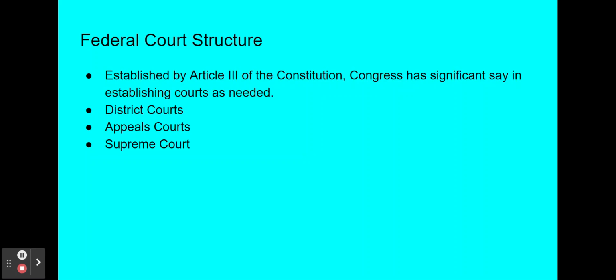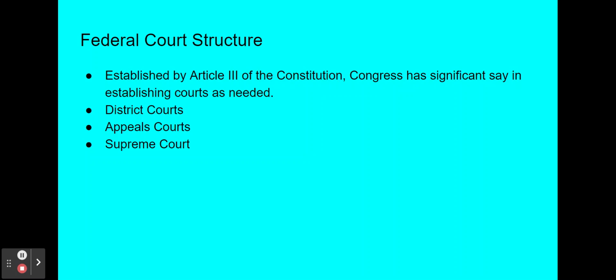The federal courts were established by Article 3 of the Constitution. Congress has significant say in establishing different courts as needed. Currently, there are three levels of courts in the U.S.: district courts, appeals courts, and the Supreme Court. Cases usually start at the district level.